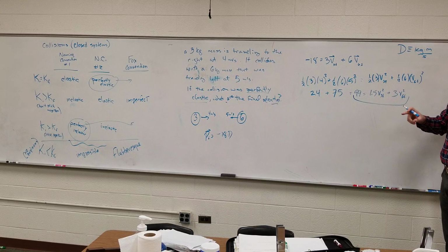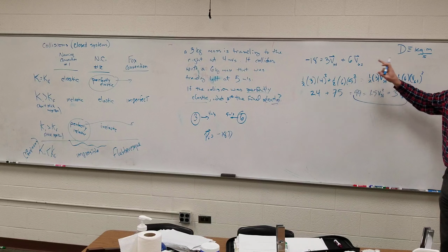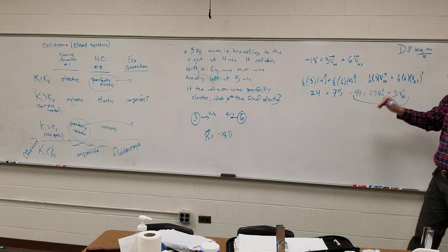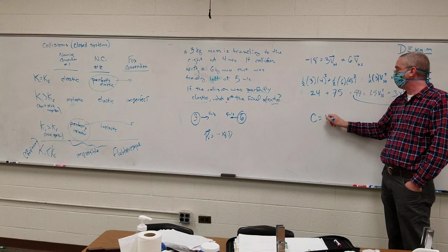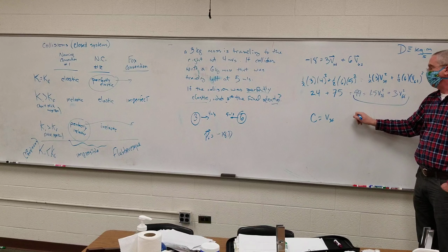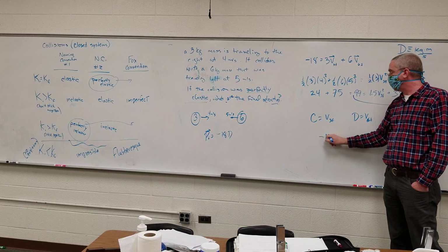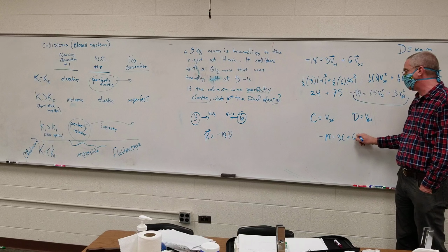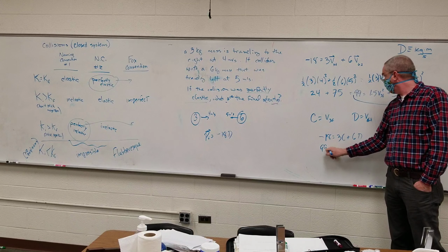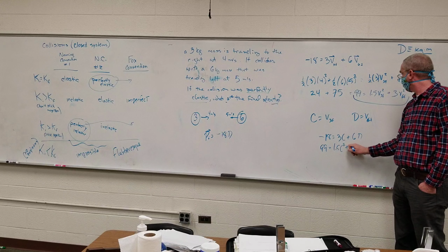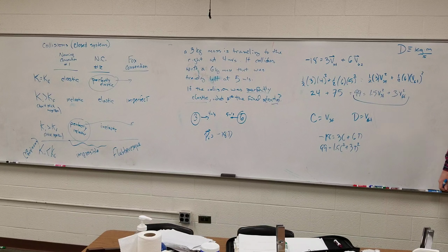One last thing, and then I'm going to hand stuff back. The more subscripts I write, the more apt I am to make a mistake. So what I typically do is let C be v3 final and D be v6 final. And so my two math equations are -18 is equal to 3C plus 6D, and 99 is equal to 1.5C squared plus 3D squared. I am using C and D for a reason, because I'm going to use A and B and C and D after this, but that is going to have to wait till Friday.